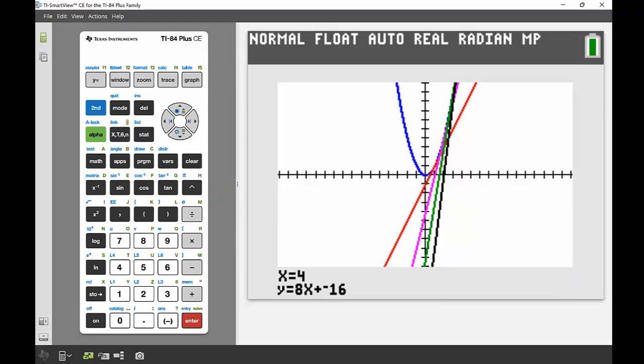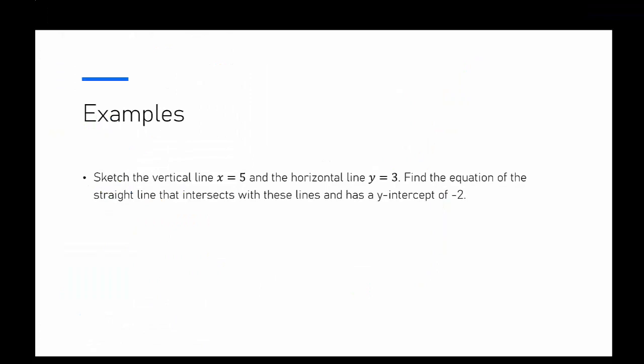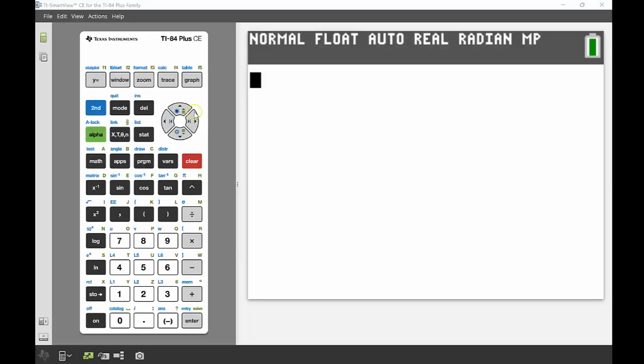so I've got the exact same equation that I was after there. Okay, my very last equation, I'm sketching a vertical line x equals 5 and the horizontal line y equals 3. And I want to find the equation of the straight line that intersects with these lines and has a y-intercept of -2. So again, I'm just going to get into my calculator.